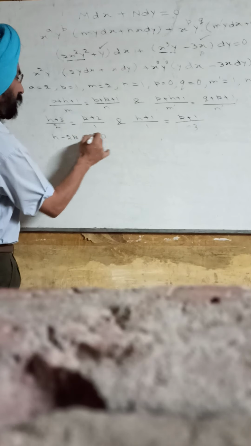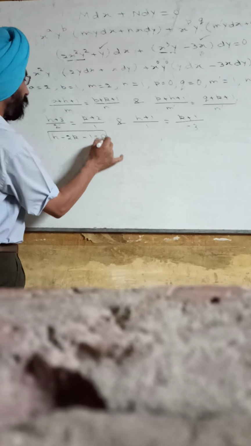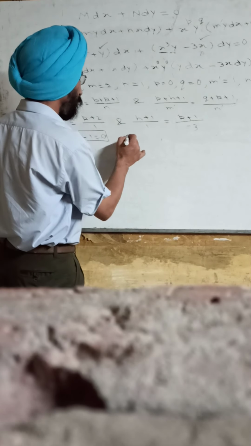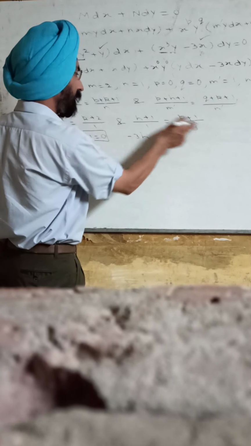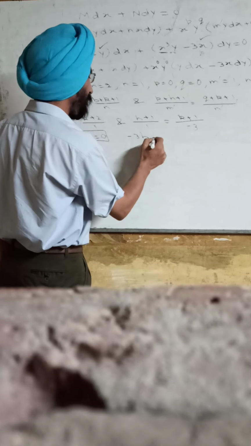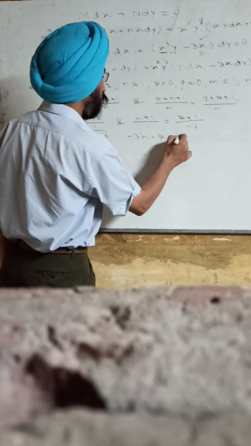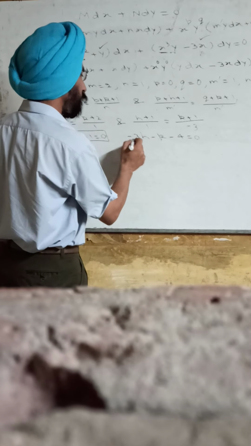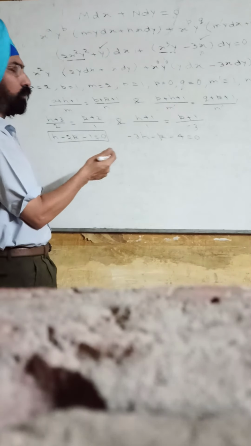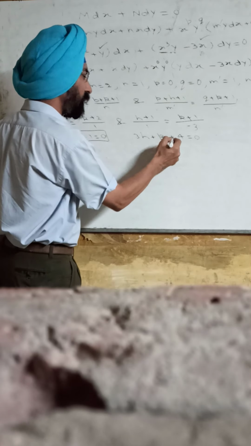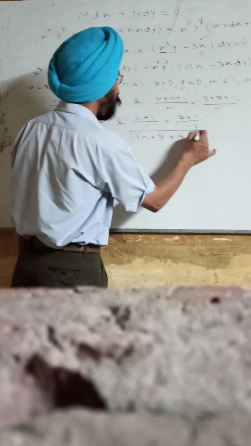Now cross multiply and simplify, this equation will become h minus 2k minus 1 is equal to 0. This equation will take this form, and the second relation will be minus 3h minus k minus 4 is equal to 0. So multiplying by minus sign both sides, it will become 3h plus k plus 4 is equal to 0. So this is the other relation.